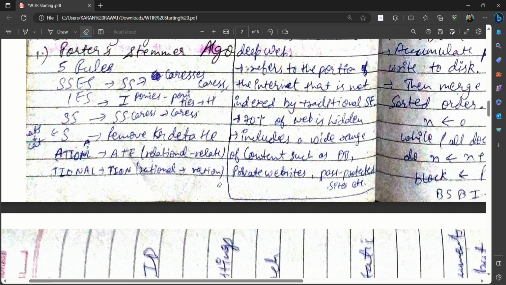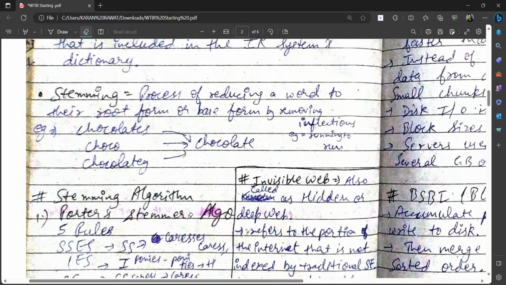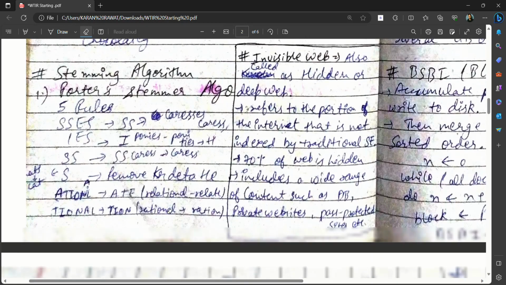Okay, that is very simple. You just have to write down these rules in your exams along with these examples. If you write these examples, that will create a good impact, and definitely you'll get good marks. There is no one that can stop you from getting good marks if you write the rules along with the examples. So that is about the streaming algorithm, the Porter stemmer algorithm, and what this stemming is about.